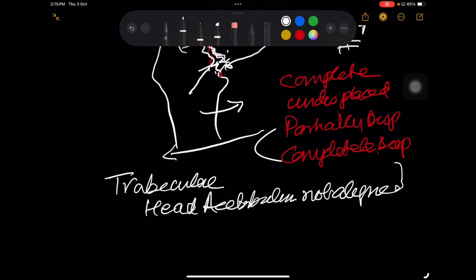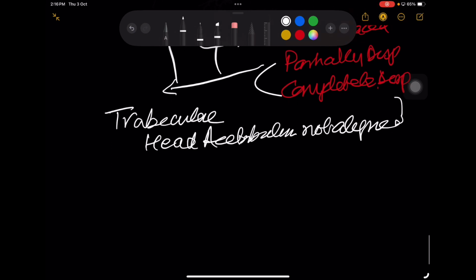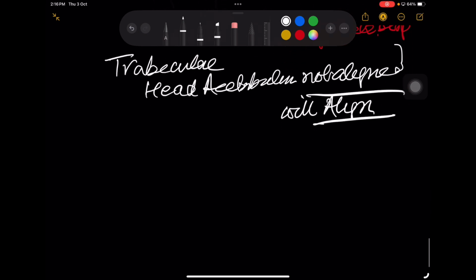And if it is completely displaced, the head will return to its original position, and therefore the trabeculae of the head and the acetabulum will align. So when they ask you whether it is a Gardner's type 4 or Gardner's type 3, you can say by the X-ray that if the trabeculae of the acetabulum and the head are aligned, it is type 4, completely displaced. Naturally, completely displaced fractures will be much more difficult to reduce than partially displaced ones.